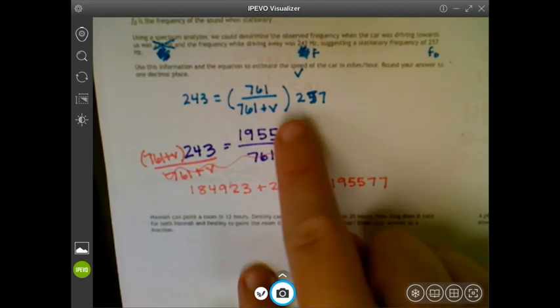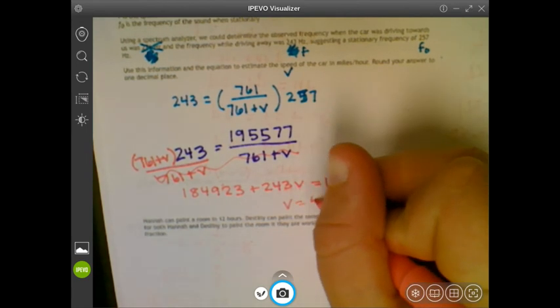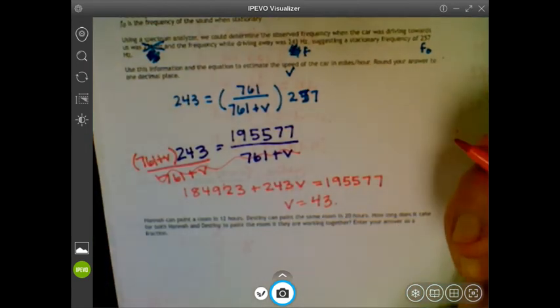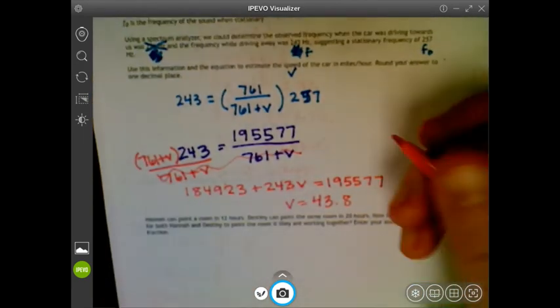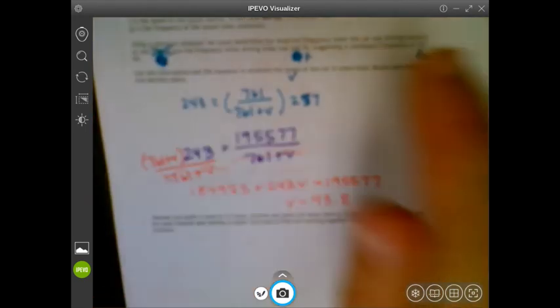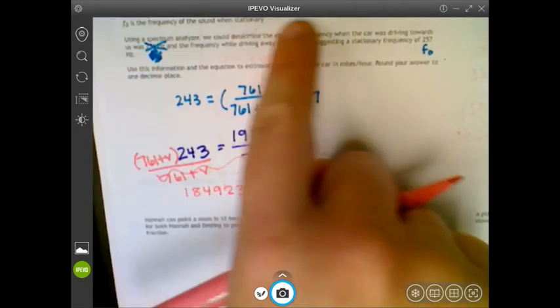And really, I think one of the hardest parts is putting those numbers in those right spots. So I'm going to go ahead and finish calculating this. So 1955.77 minus the 1849.23. And then that number will be divided by 243. And that gives me a grand total of V being 43 point, round your answer to one decimal place, so 0.8, and the units on velocity is in miles per hour. And that says it right here on that line, V in miles per hour.